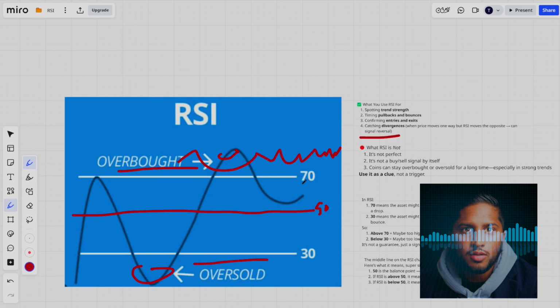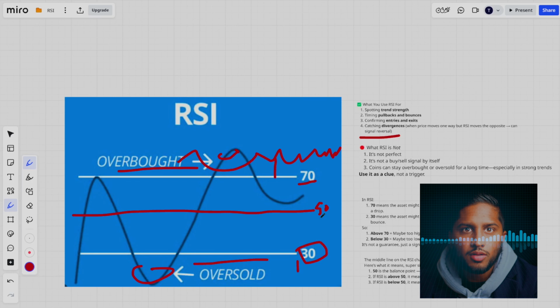In RSI, the 70 means the asset is overbought, 30 oversold. So above 70, maybe it's too high, people might start selling, and below 30, maybe it's too low, people might start buying. It's not a guarantee, it's just a signal to pay attention to.